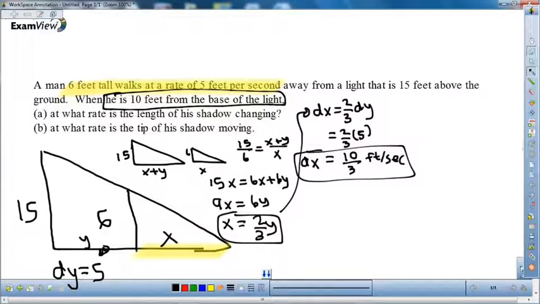Part B asks, at what rate is the tip of his shadow moving? So now we're looking for the tip of his shadow. And the tip of his shadow goes from y to x. So what we're going to do is, once again, we're going to do a trick. We're going to call it t, and t is going to be x plus y, the tip of his shadow. So as we use the formula that we originally used, we're just going to go 15 over 6 is equal to t over x.